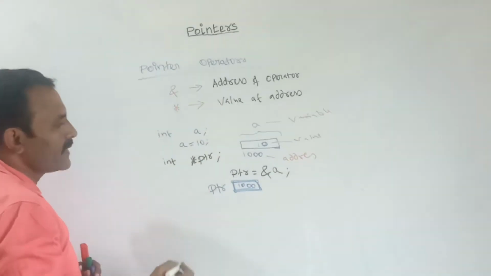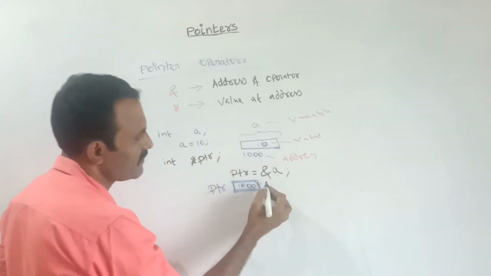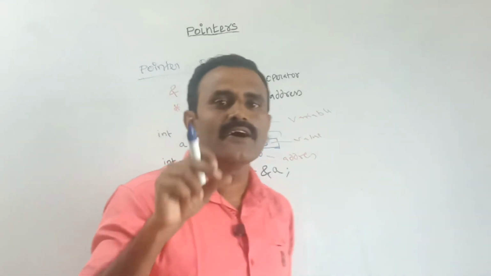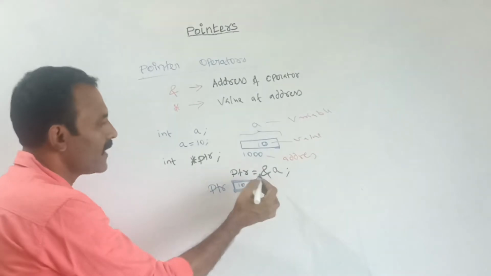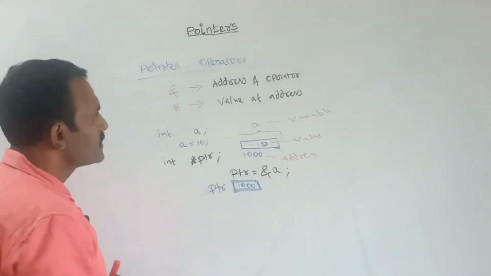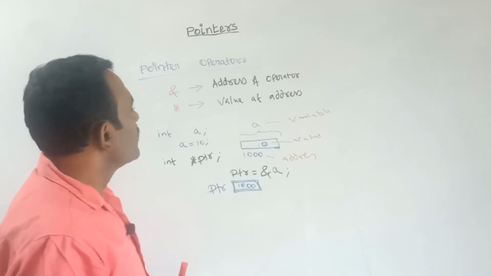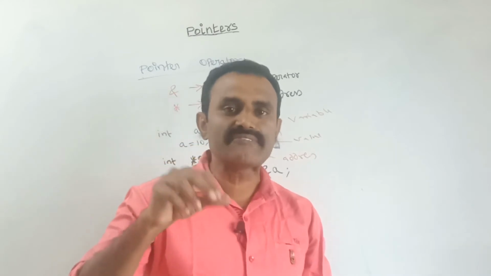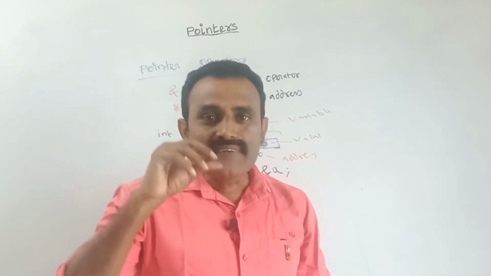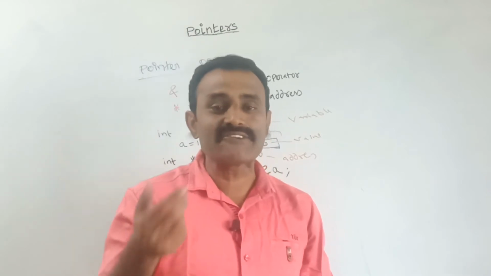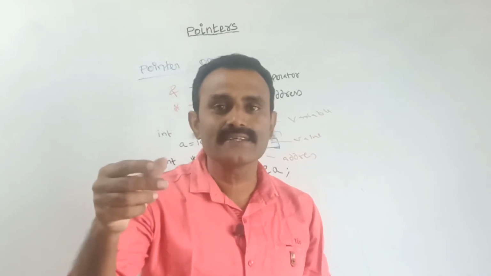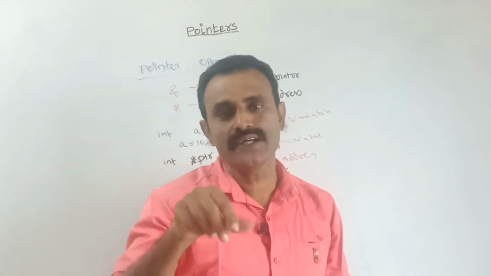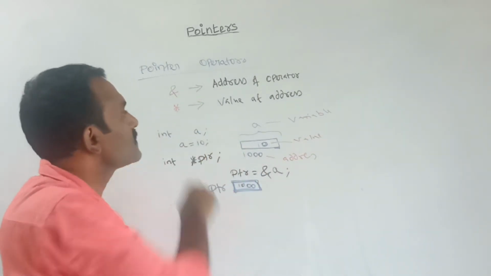For this address of operator, this is the syntax. First the address of operator, then the variable name. This address of operator is used with variables. Next, the star operator denotes the value at the address. Suppose after fetching the address, we want to print the value inside that address. Some value will be there at that address. If I want to print that value, then we can use this star operator.